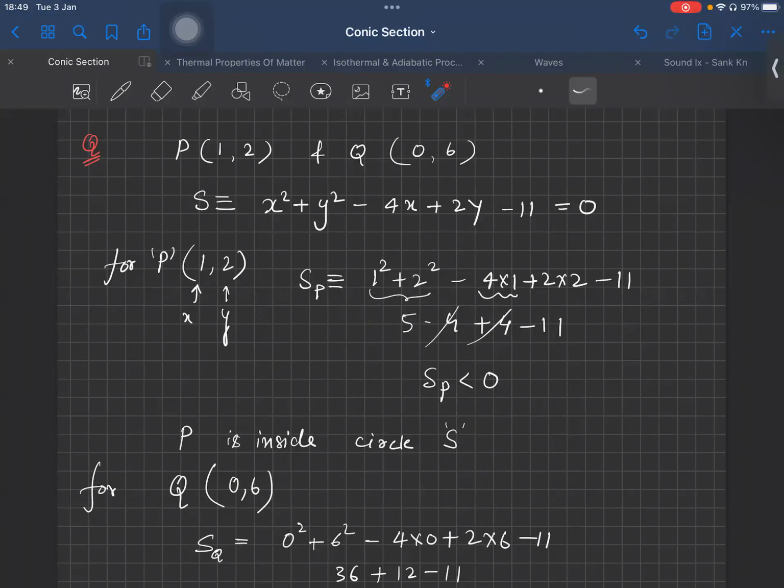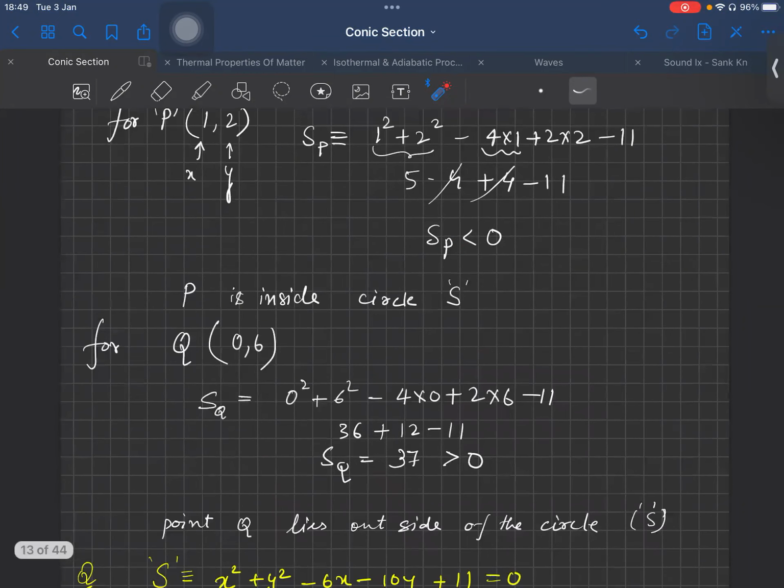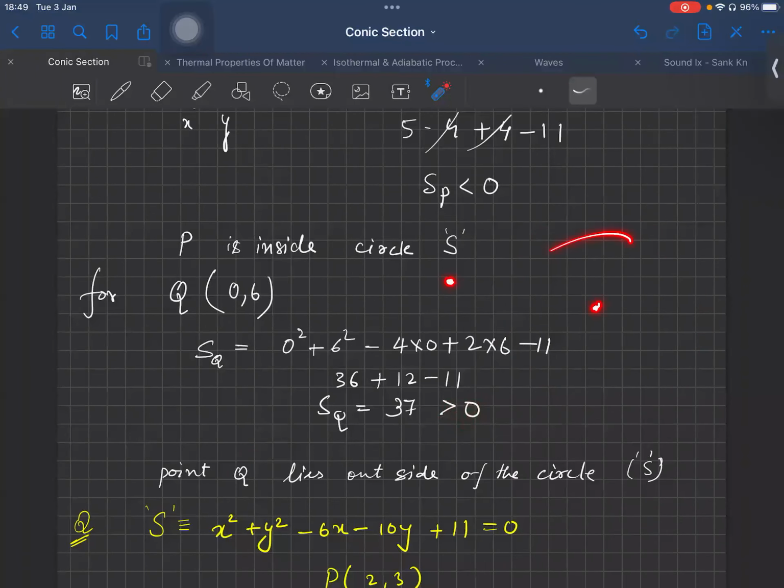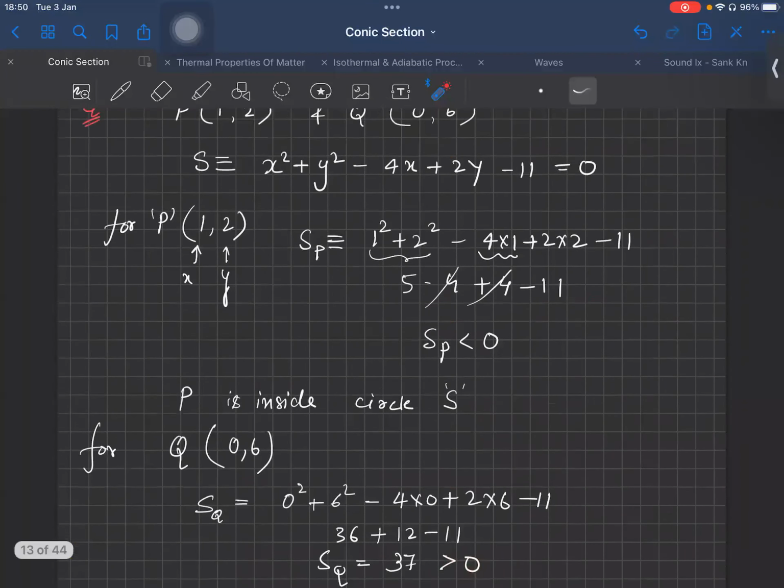So this equation is given. These are the 2 points, and this is the equation of circle given to you, isn't it? So you just substitute these points in the equation of the circle. If you find S lesser than 0, that means point P is inside the circle. Q value, what we have got, Q is greater than 0, that means Q is outside the circle. That means if this is the circle, point P is inside and Q is outside. This is P, this is Q. In the equation of circle, you just substitute these values.